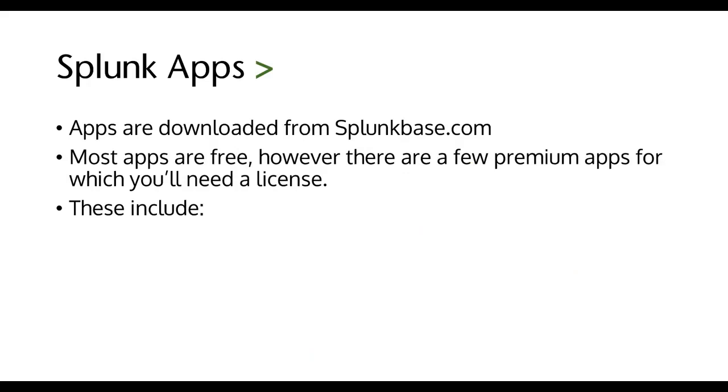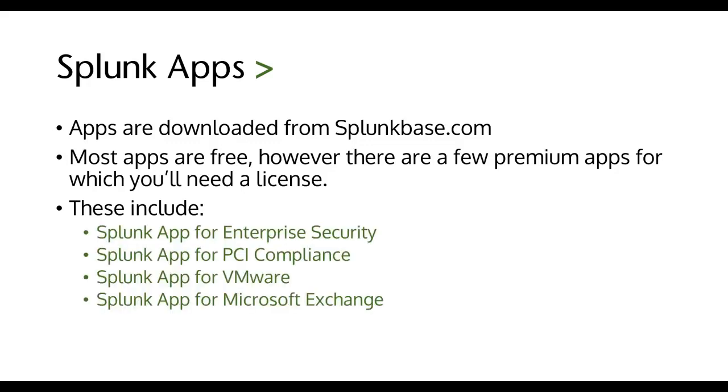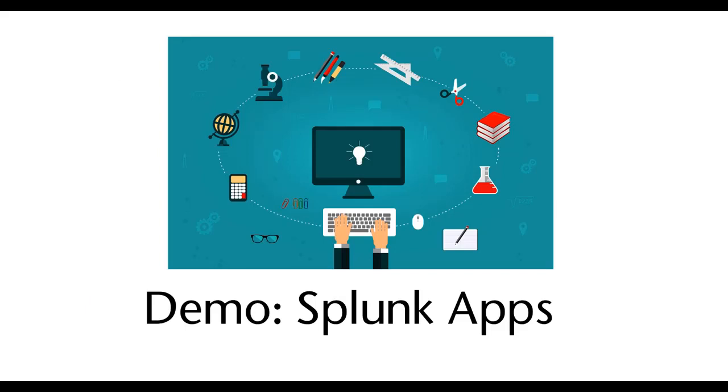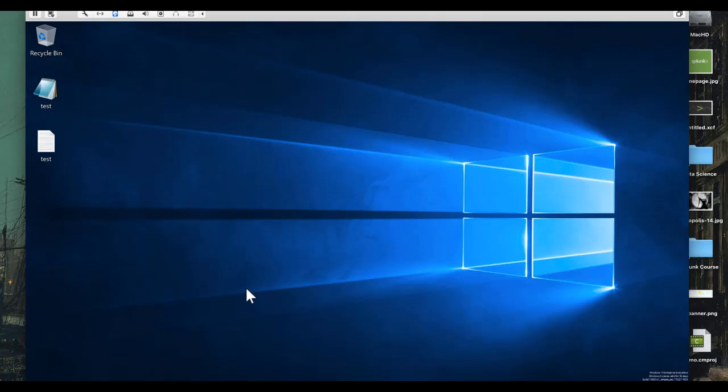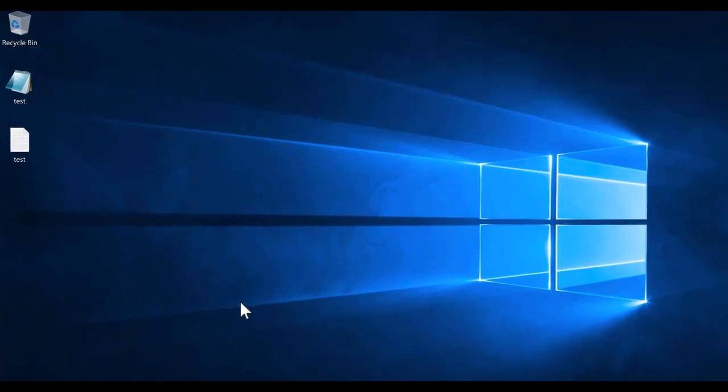As I said, you can get apps from splunkbase.com. Most apps are free, however there are a few premium apps. Currently there are 5 for which you'll need to buy a license. These include Splunk App for Enterprise Security, Splunk App for PCI Compliance, Splunk App for VMware, and Splunk App for Microsoft Exchange. Let's take a look at how to install and manage apps in Splunk. Back on our Windows 10 search head, let's open up the Splunk Web GUI.